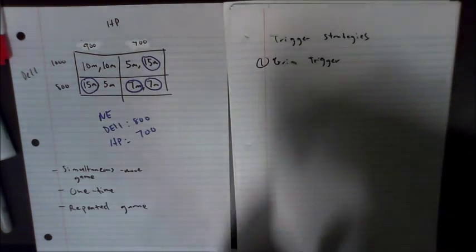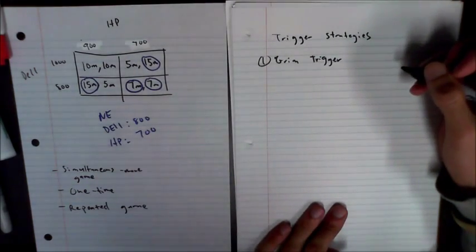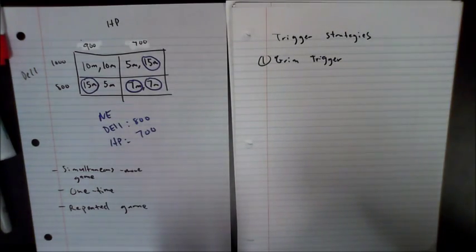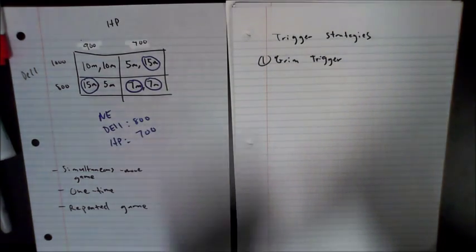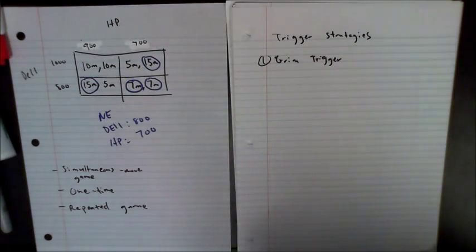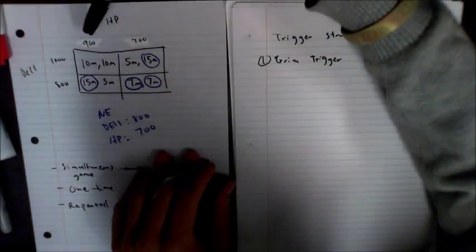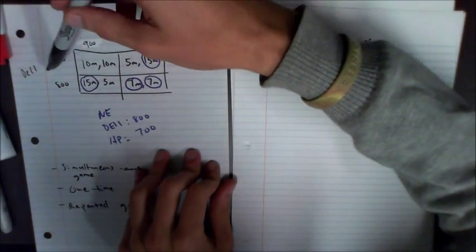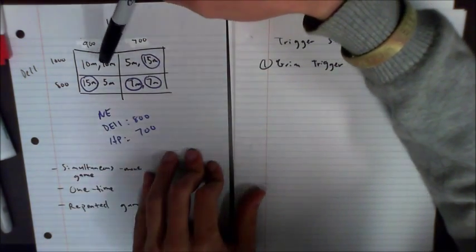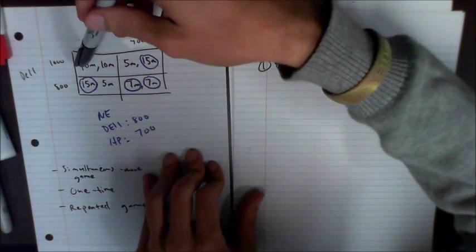Okay. Now we talk about trigger strategies. The first trigger strategy we'll talk about is Grim Trigger. Basically, any decision by your opponent to defect, or choose this strategy right over here, is met by permanent retaliation. Okay, what does that mean? Let's assume Del is playing this strategy and HP is playing this strategy right over here. Everybody's happy. We play this game round after round, repeatedly.